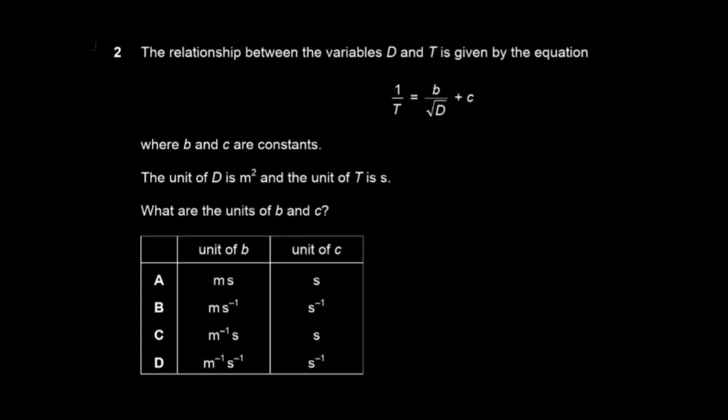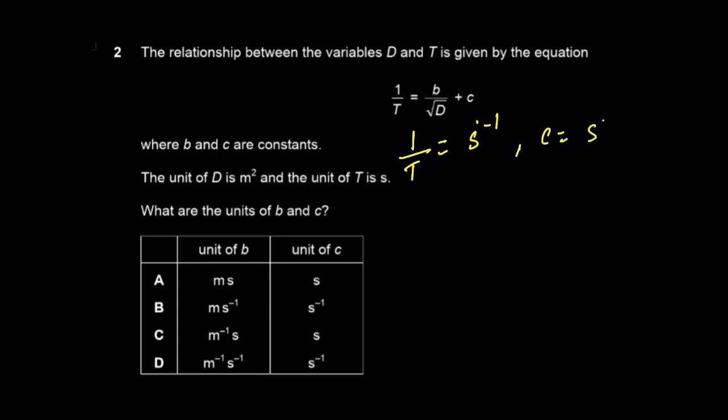We know from the principle of homogeneity, which states that the unit of each term of the equation on both sides is the same. Using this principle, we can write the unit of 1 upon t, which is equal to inverse second. So this is the unit of b upon root d as well as the unit of c also.